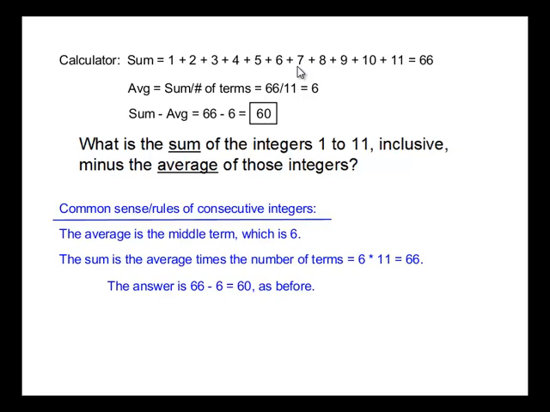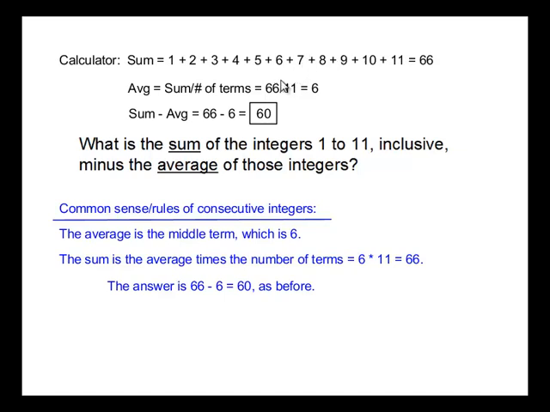They average to 6. Go 1 up and 1 down again. 4 and 8 average to 6. 3 and 9 average to 6, and so on. Okay, so the middle term is magical in a set of consecutive integers, and you can exploit that.